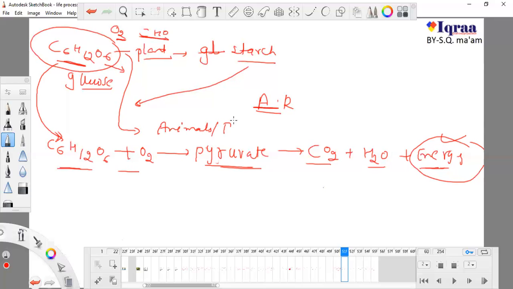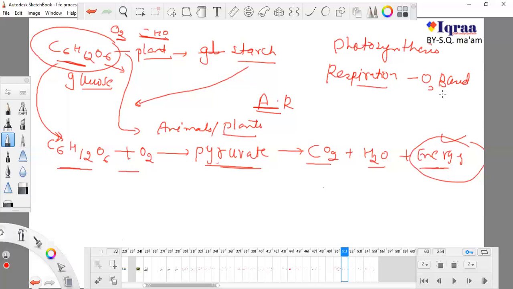Plants do two things. Plants go for photosynthesis, first thing. Animals cannot go for photosynthesis. And the second thing is that plants also go for respiration, and this respiration is the same as that performed in animals, so don't forget this. And plants also go for oxygen-based respiration. Don't ever forget this. Sometimes you may be thinking about how plants get their energy. So this is the process by which plants get their energy. This is the same thing.